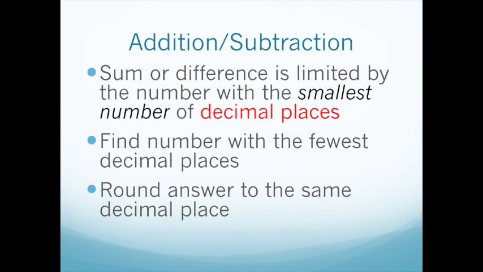Now, the addition and subtraction rule is that you keep the number of significant figures as the smallest number of decimal places. So you find the number with the fewest decimal places, and then you round the answer to the same decimal place.